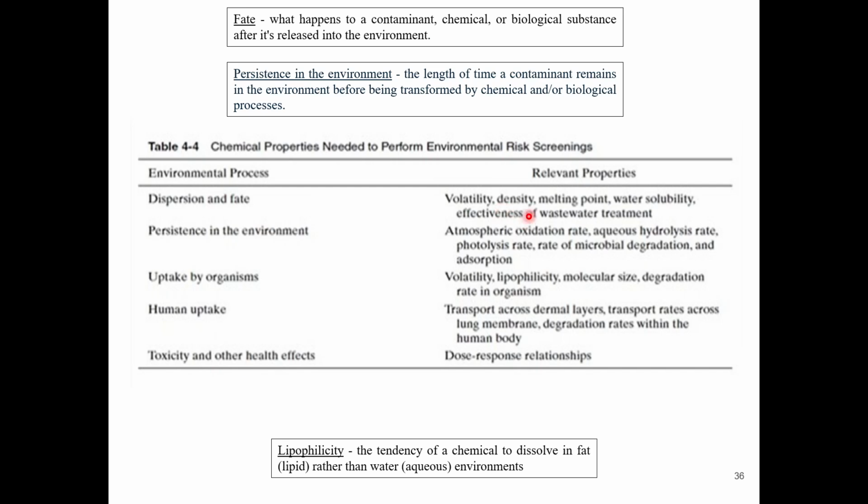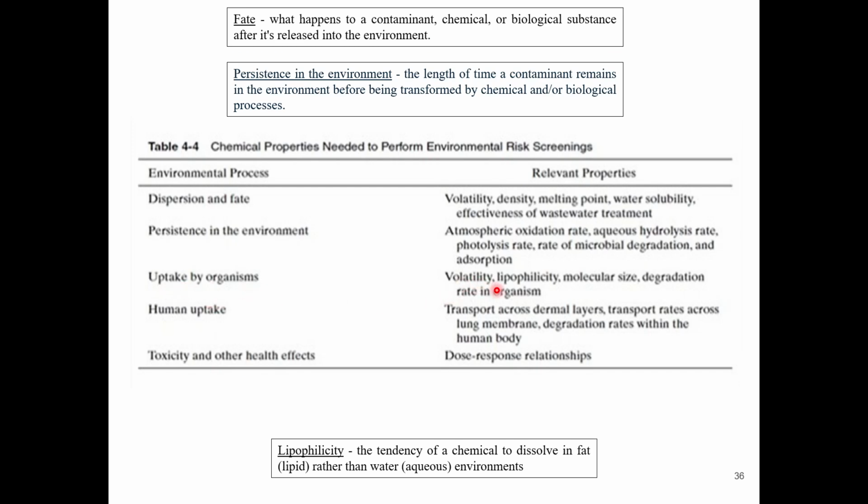So this is the movement. Okay, so relevant properties: volatility, density, melting point, water solubility, effectiveness of wastewater treatment. Persistence in the environment: persistence is basically the length of time a contaminant remains in the environment before being transformed by chemical and/or biological processes. For that we have to find these properties: atmospheric oxidation rate, aqueous hydrolysis rate, photolysis rate, rate of microbial degradation, and absorption. Uptake by organisms.